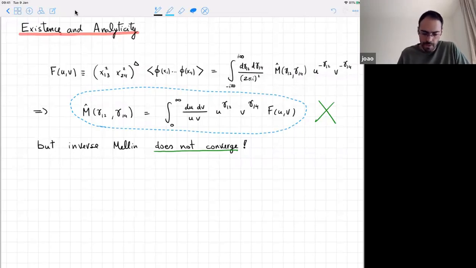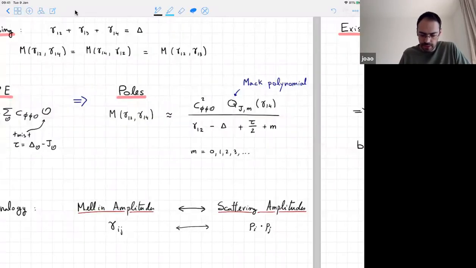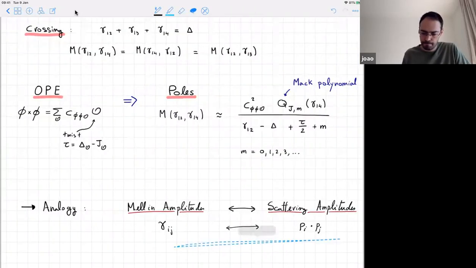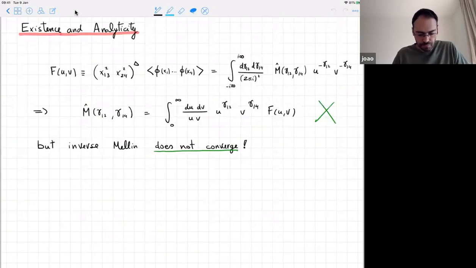Let me just emphasize this notation. I will call M hat the combination where I include the gamma functions, and Mellin amplitude M when I extract the gamma functions. There's M and M hat, so don't get confused. They just differ by these gamma functions. Sometimes it's more convenient to write one than the other. But the problem is that this never works. In a conformal field theory, this integral never exists. It does not converge.